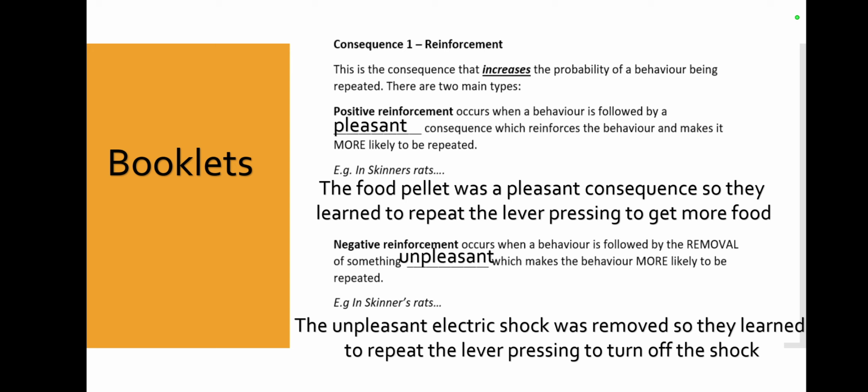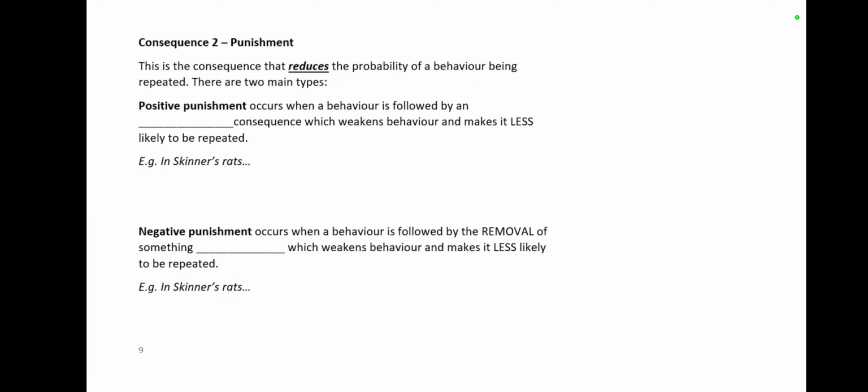Moving into punishment, this is the consequence that reduces the probability of behaviour being repeated. There are 2 main types. Positive punishment is when a behaviour is followed by an unpleasant consequence, which weakens behaviour and makes it less likely to be repeated. Now I'd like you to go ahead and just cross out the example of Skinner's rats for punishment, because technically speaking, he never used positive and negative punishment. It was all positive and negative reinforcement. Instead, what I would like you to put in there is one of our own examples.